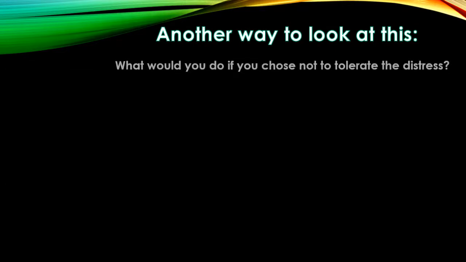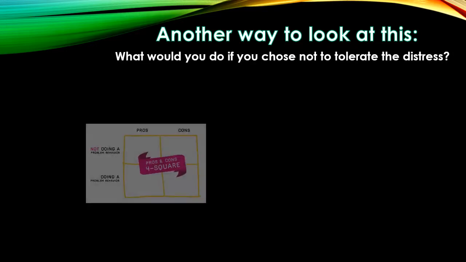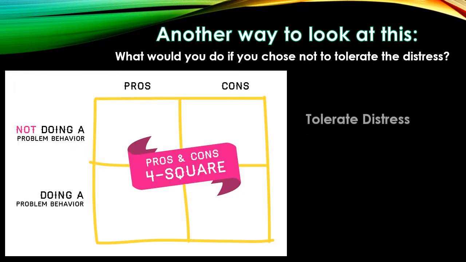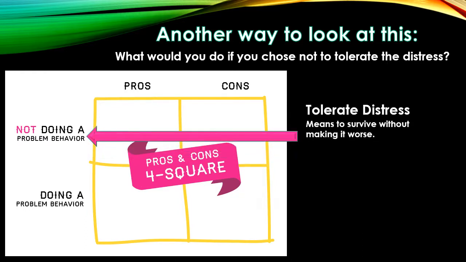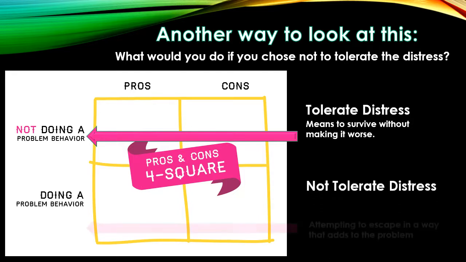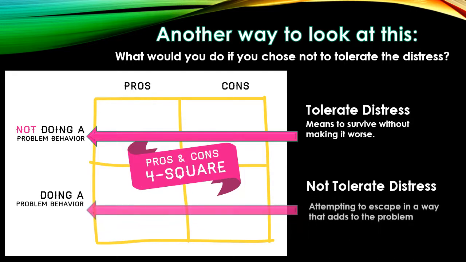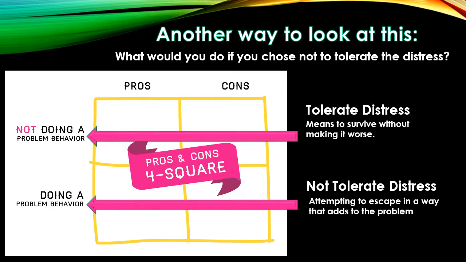Another way to look at this is, what would you do if you chose not to tolerate the distress? Tolerating distress means to survive without making it worse. In other words, not doing a problem behavior. Not tolerating distress means attempting to escape in a way that adds to the problem. In other words, doing a problem behavior.